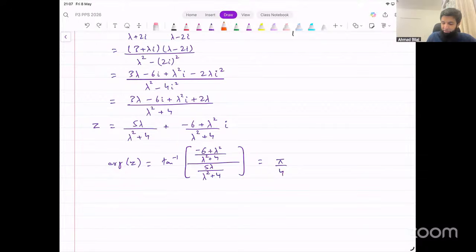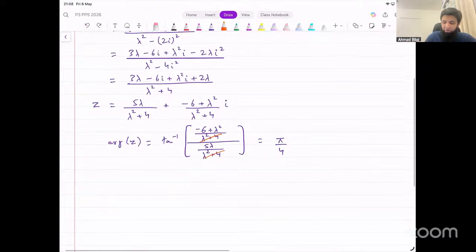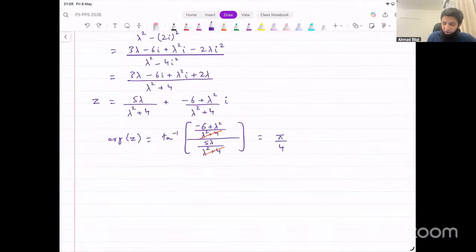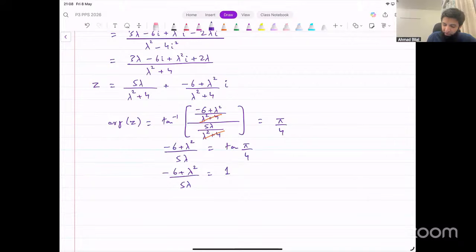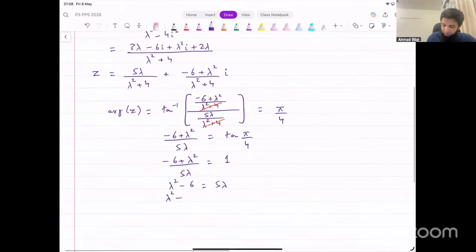Now what happens is lambda squared plus 4, lambda squared plus 4, they get cancelled. Tan inverse goes to the other side, becomes tan pi over 4. On the left side, we're just left with minus 6 plus lambda squared over 5 lambda. On the right side, it becomes tan pi over 4. Put this on your calculator, that will be 1. So we have 1 equal to minus 6 plus lambda squared over 5 lambda. And again, we get a quadratic equation: lambda squared minus 6 is equal to 5 lambda. Lambda squared minus 5 lambda minus 6 is equal to 0.